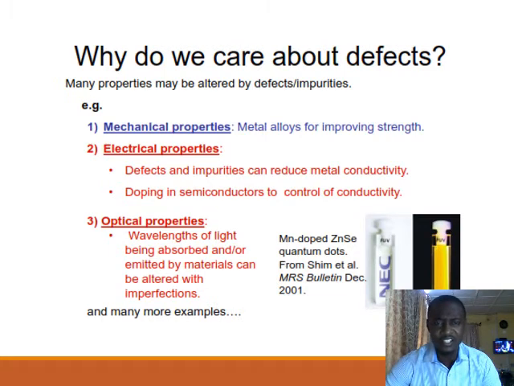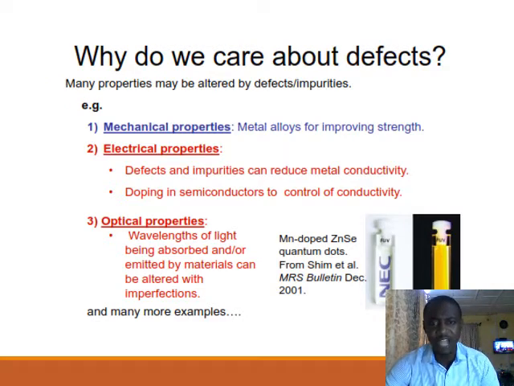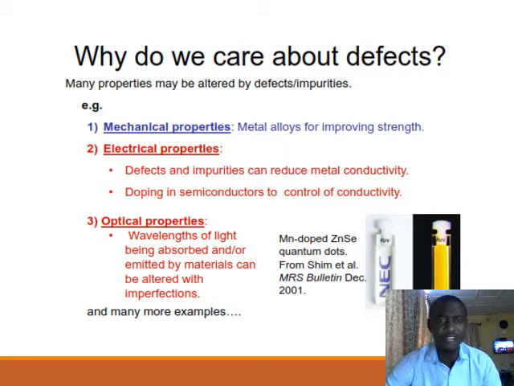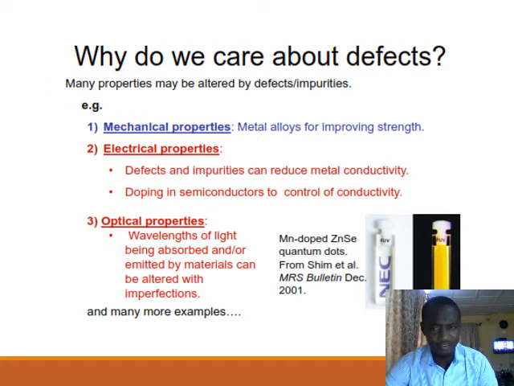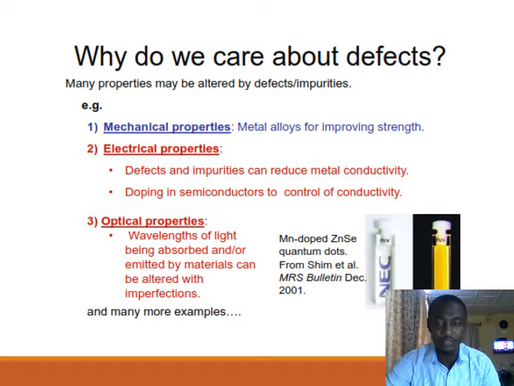So an example is, for instance, if you want to play around with mechanical property of a material, you can do so by introduction of impurity, which will lead to the production of metallic alloys. And this will have a great influence on the mechanical properties, like improving strength, improving ductility, and all what have you. You can also have the same with electrical properties, where you can have influence on the metal conductivity or doping in the case of semiconductors, in order for you to be able to control conductivity as well. Also, for optical properties, you can have defects by doping, where it allows you to make changes to the wavelength of light that is being absorbed or emitted by the materials. All of this imperfection can allow you to change the property of the materials. And of course, there are so many other examples that you can look at when you want to talk about the effect of defects on the properties of our materials.